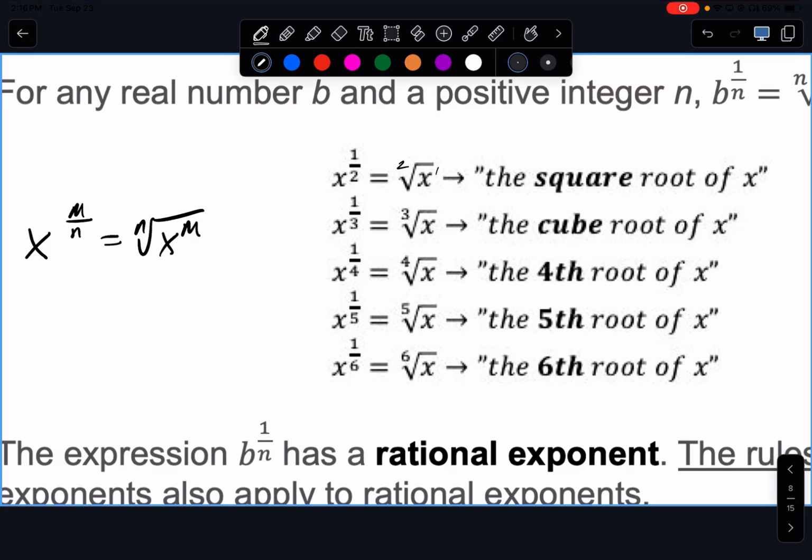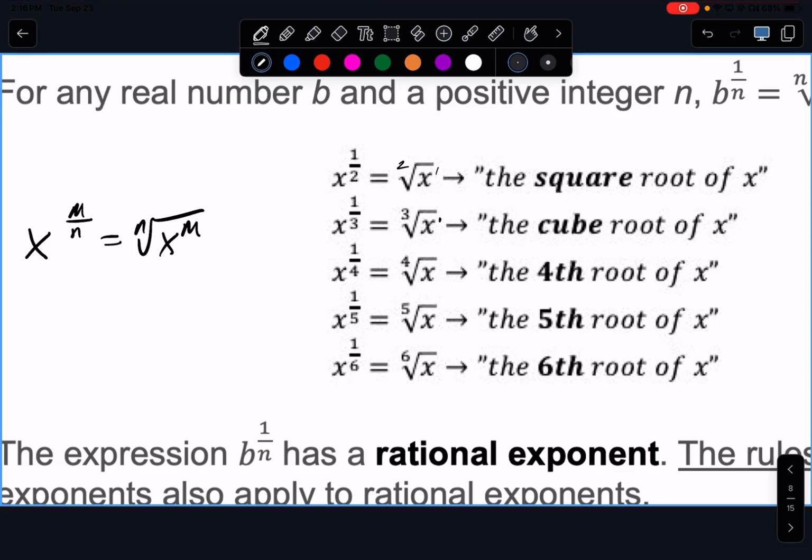Same thing here. There's a 1 that's hiding right here. Then we put the 3 there. So this is the same thing. All right, we just want to be able to communicate that this is a square root, this is a cube root. Then we just start using the numbers: the 4th root, the 5th root, the 6th root. Okay, any questions about that?